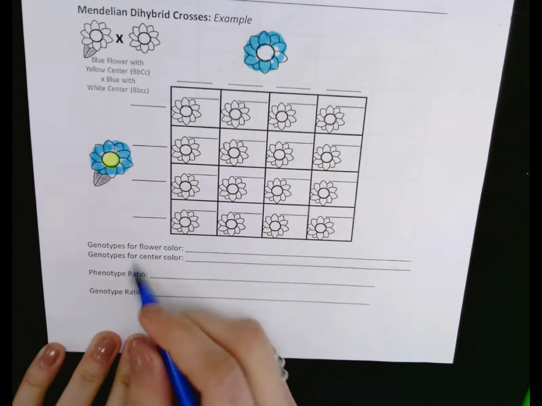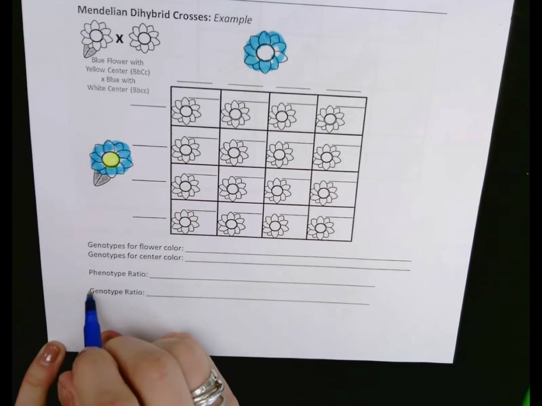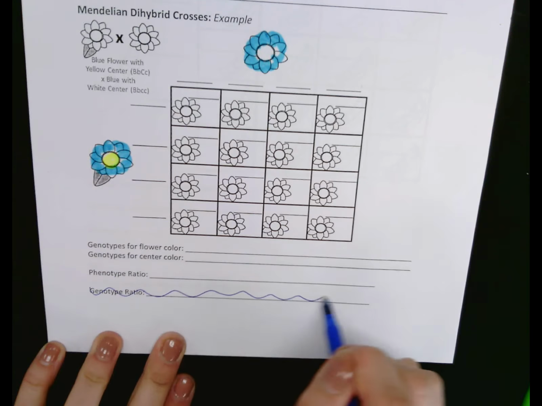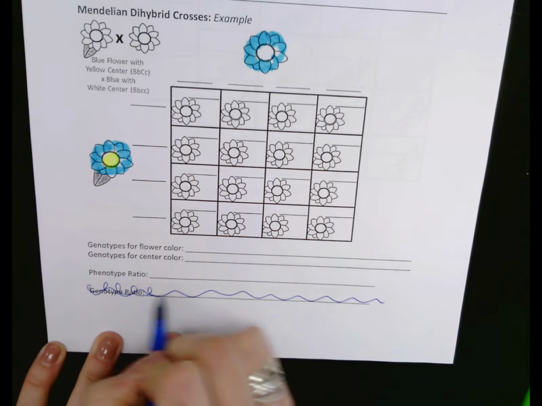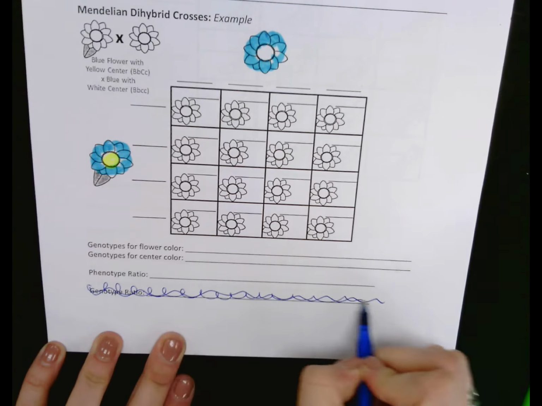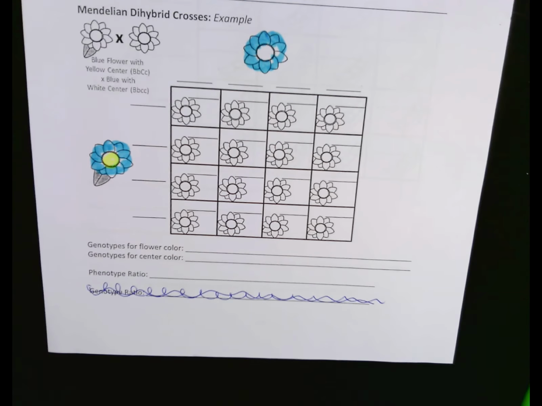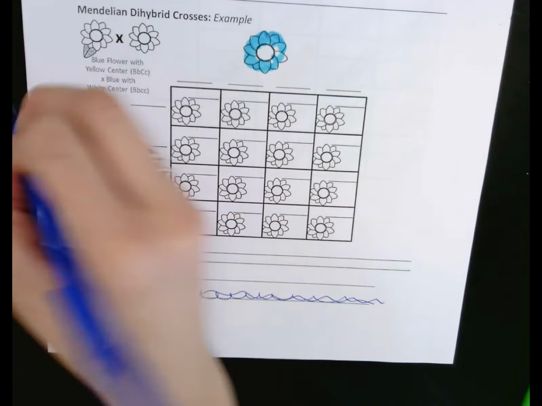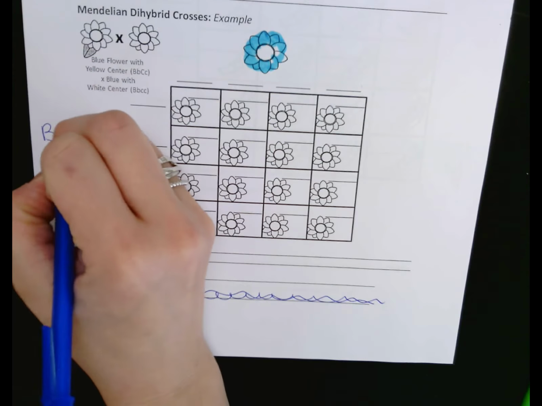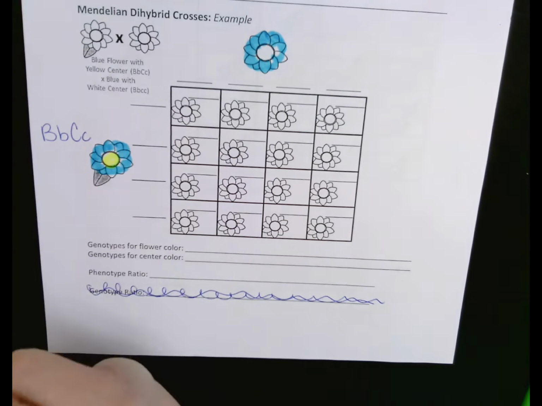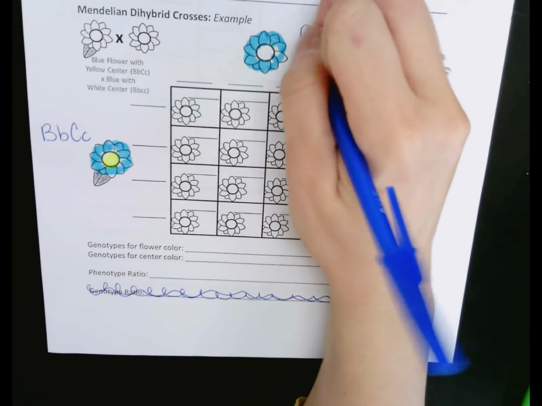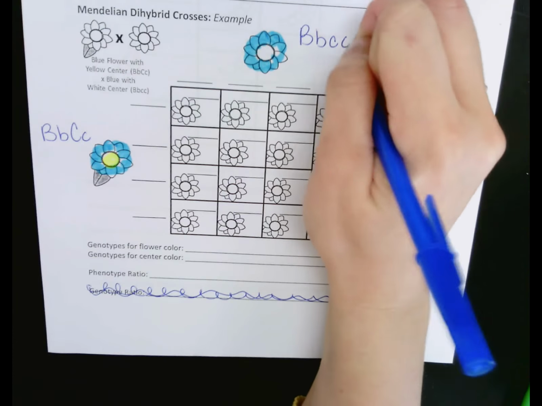So I'm actually not going to require that you guys do the genotype ratio for these, but I would like you to be familiar with the phenotype ratio, which I will explain shortly. Because we have two traits that we're crossing, we need to make sure that we foil it or spread out the wealth of those alleles. So this first one, we've got blue flower with yellow center. We have big B, big C, little c. And then up here, we've got big B, little c, little c.